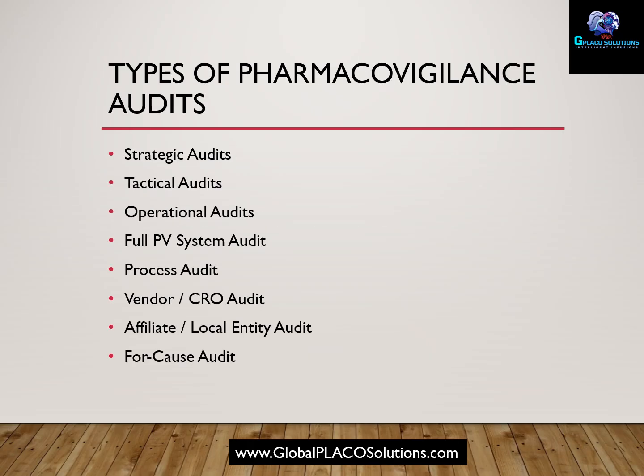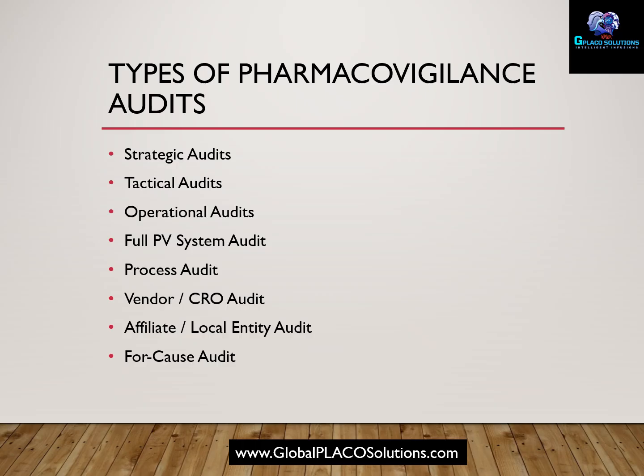Many times during the interviews, if you are a quality assurance professional or a professional auditor, this question is usually asked: what are the types of audits? As per the GVP Module 4, they have classified into strategic, tactical, and operational audits. There are also other terms which we use: full PV system audit or process audit, vendor or CRO audit, local affiliate or local entity audit, lastly, for cause audit.